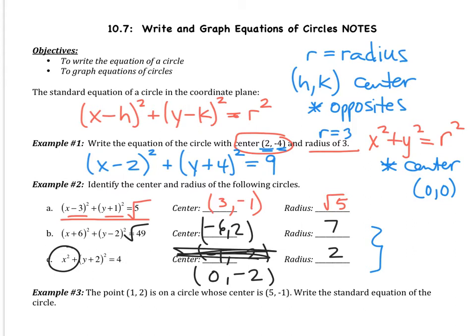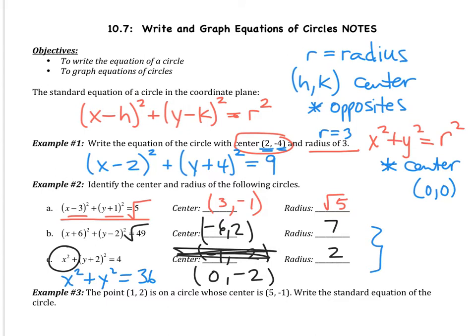And that's why I said, at some point, you might see one like this, where it says x squared plus y squared equals 36. Well, if all it says is x squared plus y squared, where's your center?